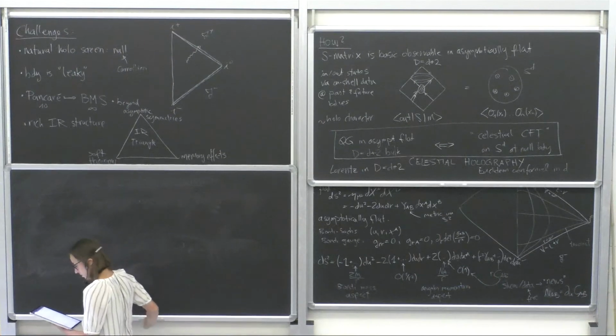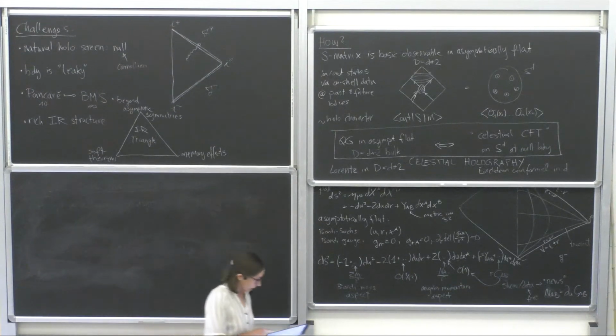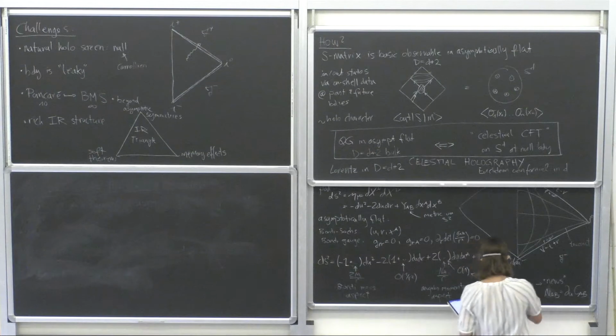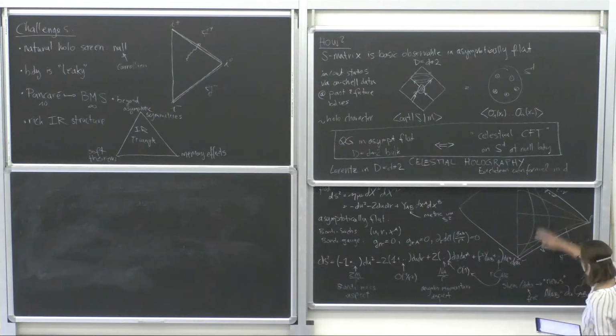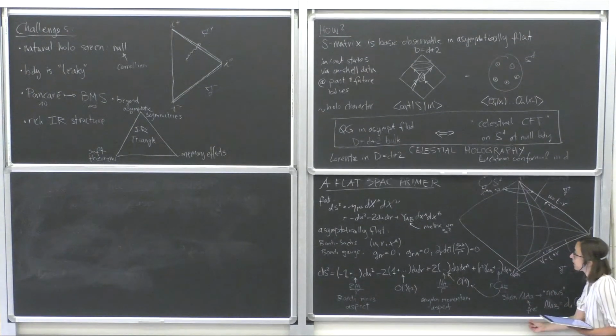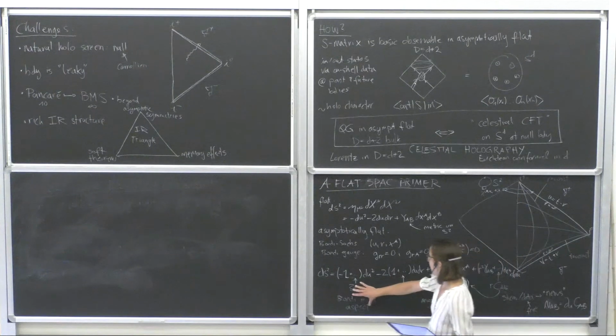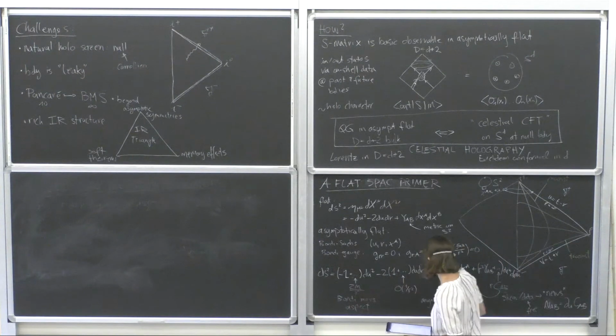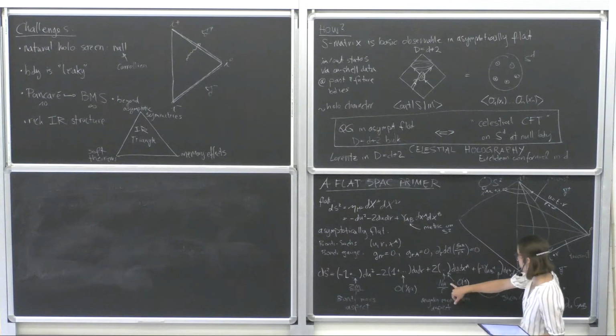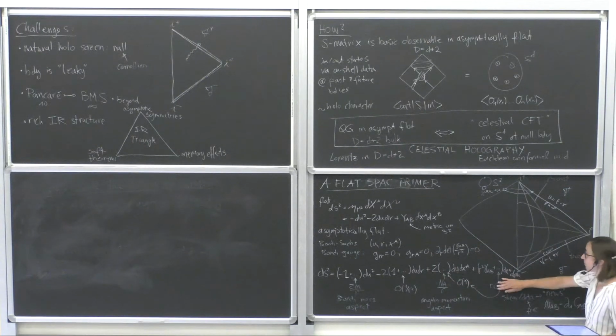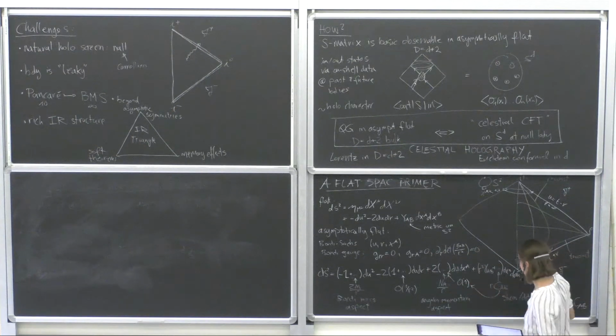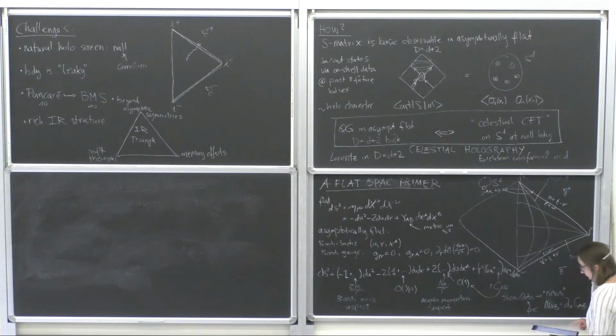So let me then just say in words here that the radiative data at this future boundary is given by the Bondi mass aspect as a function of u and the angles, the angular momentum aspect as a function of u and the angles, and the shear, and they are related via Einstein's equations. And now you can do the same story at the past boundary.